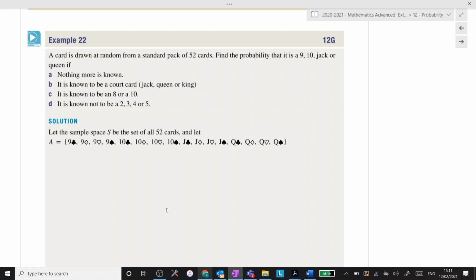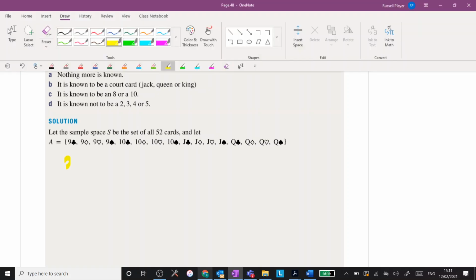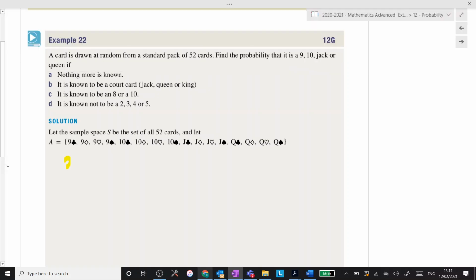So what's the probability of A occurring? Probability of A equals, how many are there? 12. Out of how many? 16. Out of 52. Which we can simplify down to 4 over 13. All right, so that's question A.